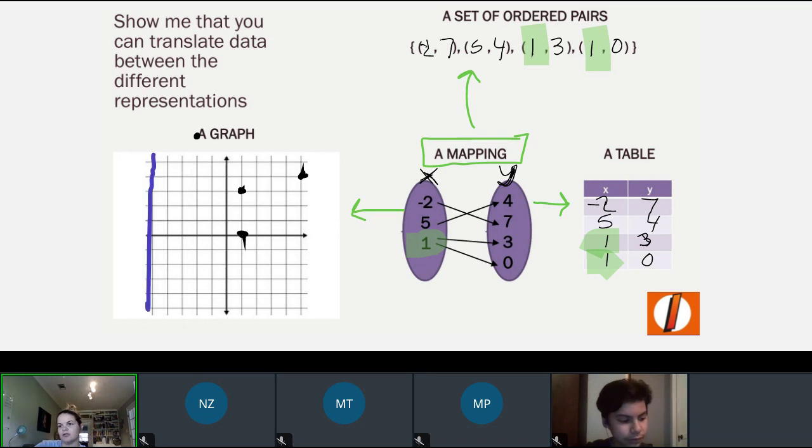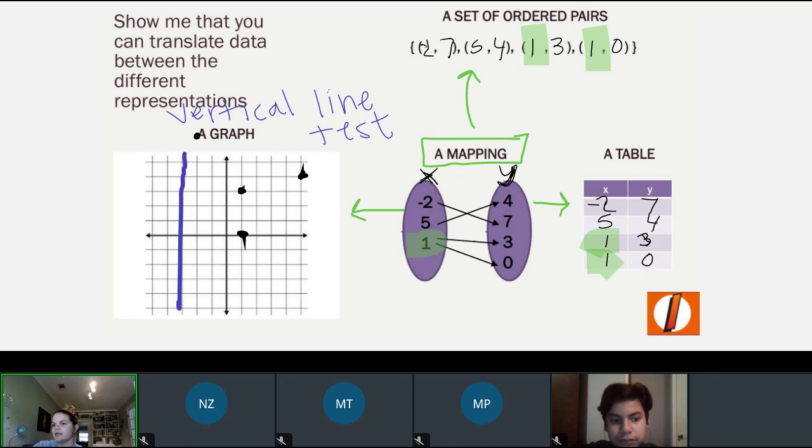So I'm going to attempt to draw a straight line. We'll say that that's close enough. And I'm going to write it out here: vertical line test. You can do this with your pencil, your finger. You can just pretend that you have a vertical line. What we're going to do is take this line and move it across.